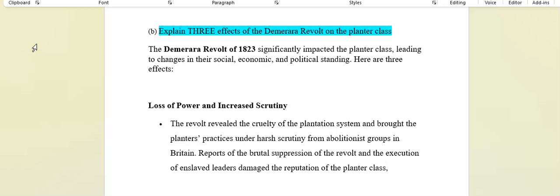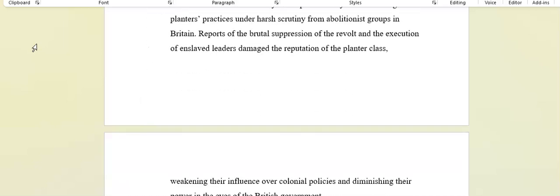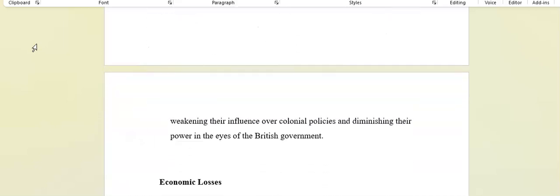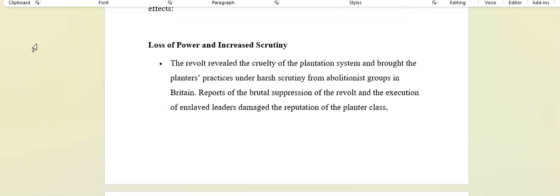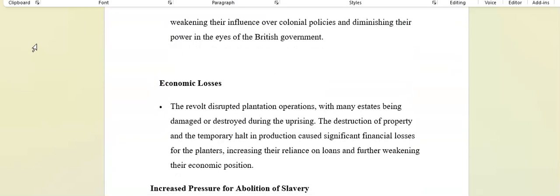Reports of the brutal suppression of the revolt and the execution of enslaved leaders damaged the reputation of the planter class, weakening their influence over colonial practices and diminishing their power in the eyes of the British government. So the first effect of the Demerara revolt on the planter class was that they lost power and it increased their scrutiny. Another effect was economic losses.